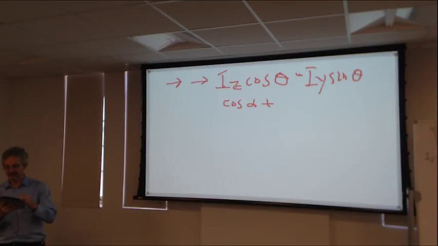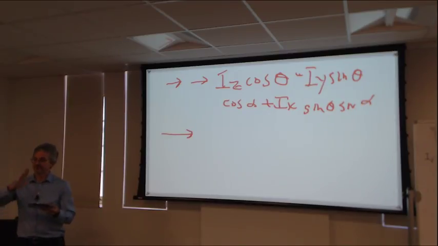So after the first two transformations, we have IZ cosine theta minus IY sine theta cosine alpha plus IX sine theta sine alpha. And now we have to rotate by a minus theta rotation around X. We started out by doing a plus rotation around X.